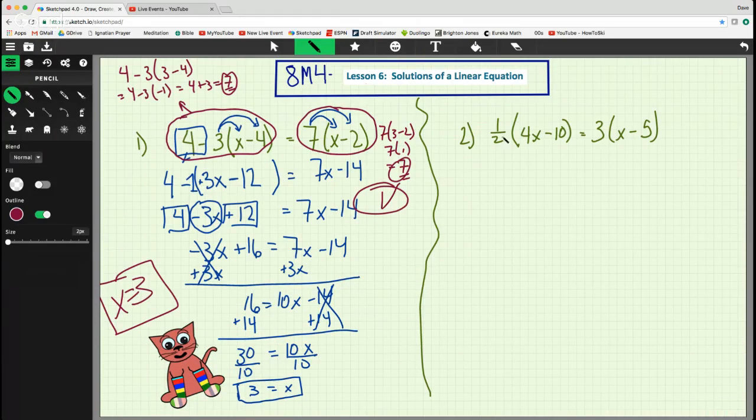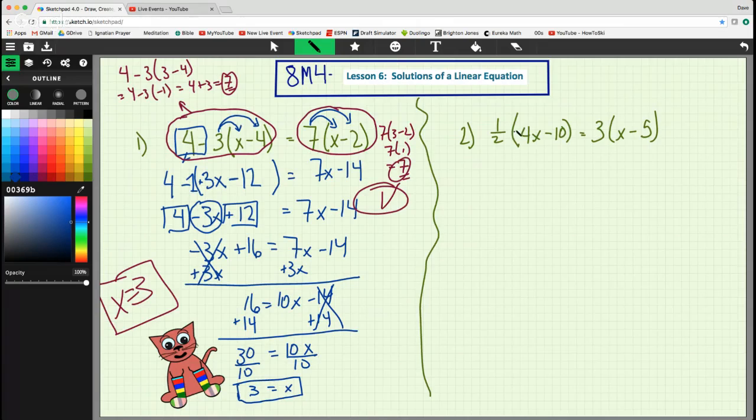Now hopefully, maybe you can try this one on the right if this is all making sense to you. And I'll let you go ahead and do that if you want. Pause and go. Otherwise, I'll just get going and I'll get solving it. So let's do our distribution. A half of 4x is 2x. Take our minus sign down. Half of 10 is 5. 3 times x, 3x minus 15, our negative. There's our negative.